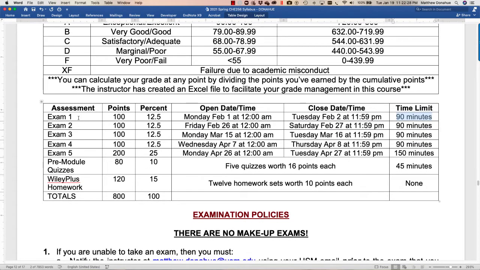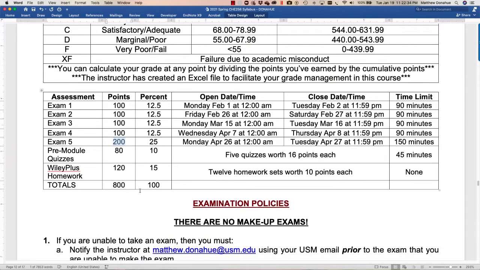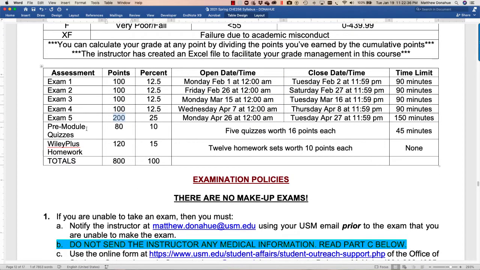So you'll have 5 exams. Again, keep in mind exam 5 is cumulative. That's why the points change there. You have pre-module quizzes, and this will be explained in the Canvas tour, so you'll need to watch that screencast. Your Wiley Plus homeworks, there's 12 of those, each worth 10 points.